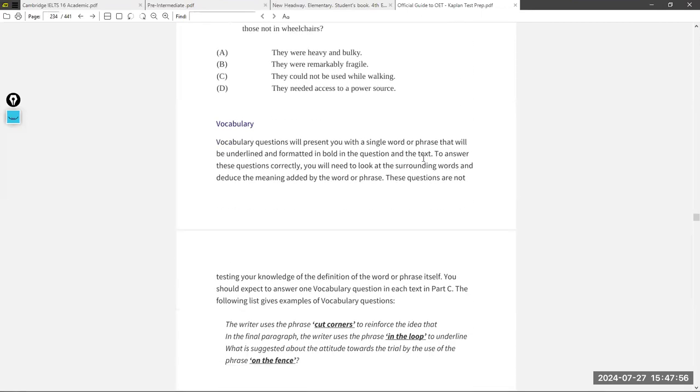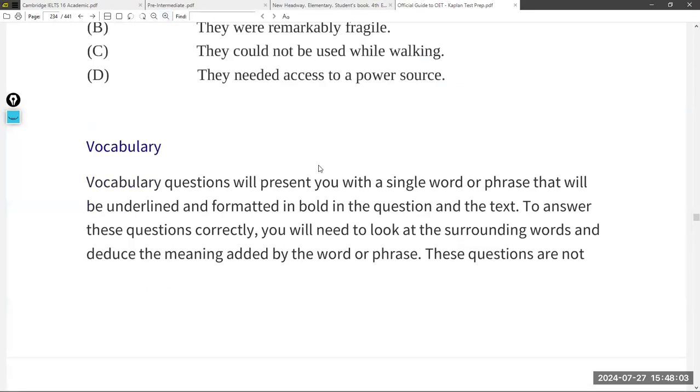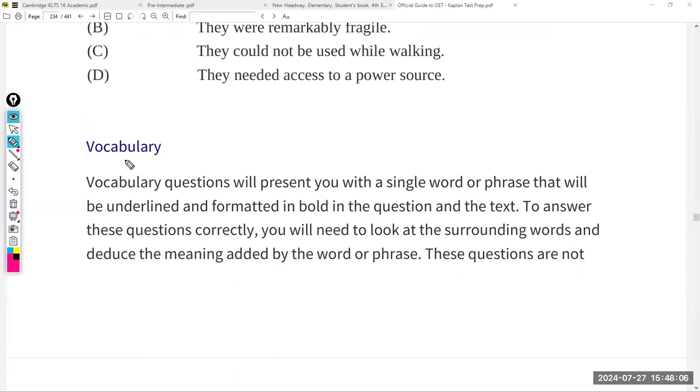Okay. Now, in part C, we have a question which is about vocabulary. Let me zoom in. So, which is about vocabulary. This is, to be honest, not only vocabulary, but the question about references are going to be the easiest. Now, vocabulary questions will present you with a single word or maybe a phrase that will be underlined, or this word is going to be written in bold. It is easy for you to notice in the question and absolutely in the text.